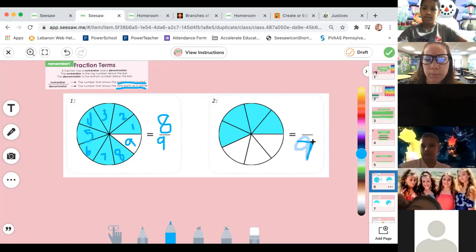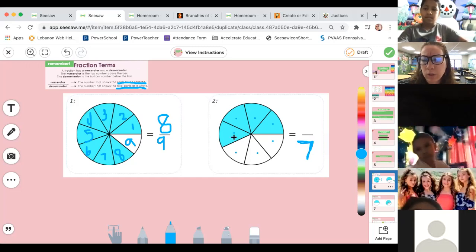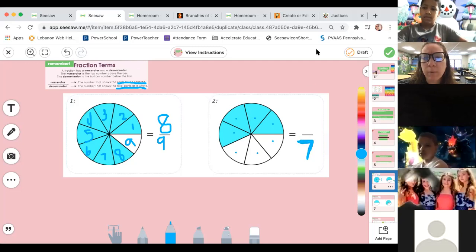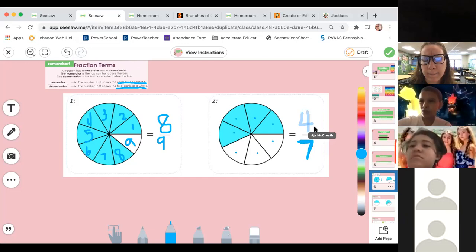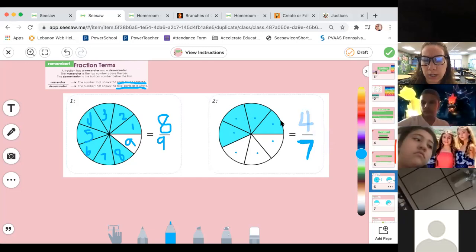There are 7 total pieces, guys. Count this again. 1, 2, 3, 4, 5, 6, 7. 7 total parts. The 7 goes in the denominator. How many parts are being counted? 4. 4 are shaded. So the 4 goes up top.